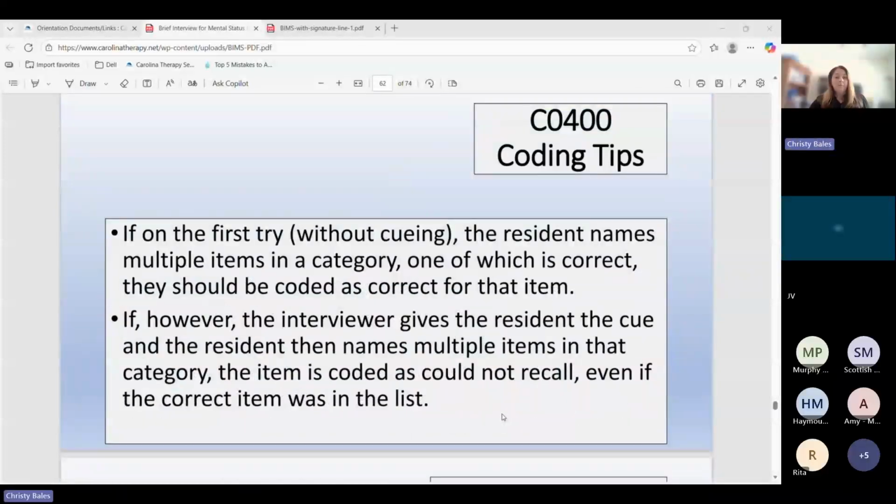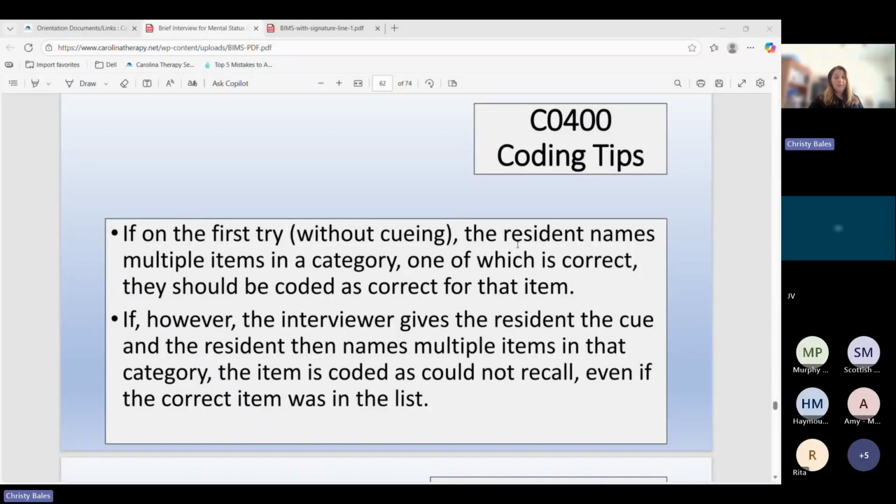All right. If on the first try without cueing, the resident names multiple items in a category, one of which is correct, they should be coded as correct for that item. If, however, the interviewer gives the resident the cue and the resident then names multiple items in that category, the item is coded as could not recall, even if the correct item was in the list.